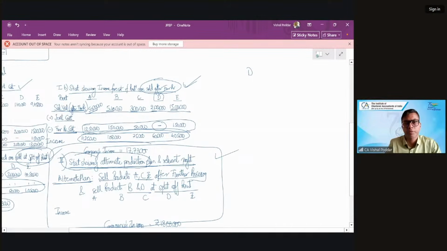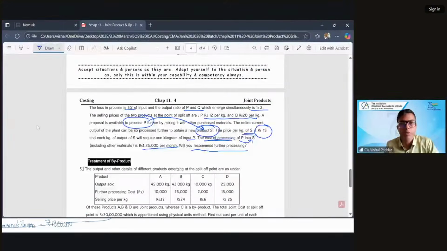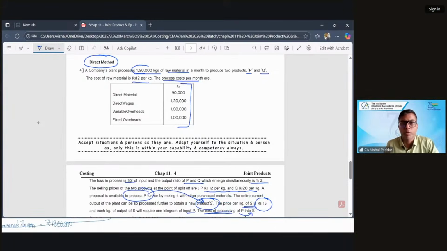So you have the raw material cost and you have the processing cost. This will make up my total. So see what is given. You have 1,50,000 kgs of raw material and the raw material costs you 12.